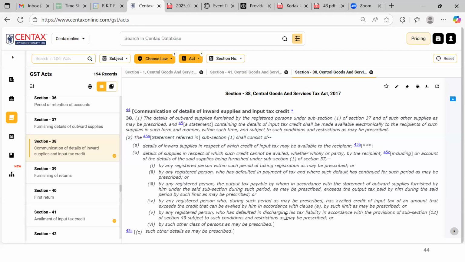Any registered person who has defaulted in discharging his tax liability in accordance with the provision of subsection 12 of section 49, subject to such conditions and restrictions as may be prescribed. This is a condition where, for registered persons whose turnover for the month is exceeding 50 lakh, restrictions have been imposed that they have to pay at least 1% of the taxes in cash. If this condition is not fulfilled by the supplier, then ITC for the recipient will be restricted.